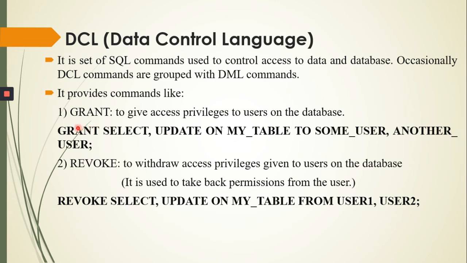Okay, so this is the grant command to give access permission to a user on the database, and the same with revoke. Using the revoke command we can take back the permission from the user. So, revoke select, update on my table from user 1 and user 2. We were giving the permission to user 1 and user 2, and now we are taking the permission from them, so for that we use the revoke command. So these are the DCL, data control language, commands.